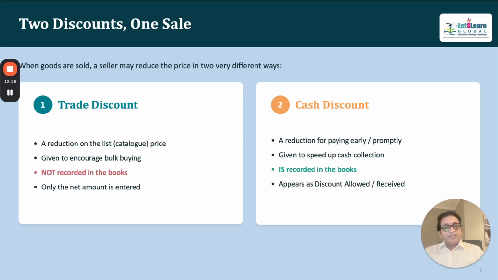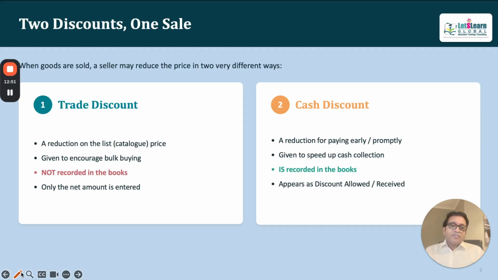Trade discount is a discount which is offered at the time of sale, inducing the customer to buy in good quantities. Mostly a trade discount is reduced from the catalog price itself. Only the net amount is recorded in the books of accounts. So trade discount is not recorded in the books of accounts. It is just adjusted in the invoice itself.